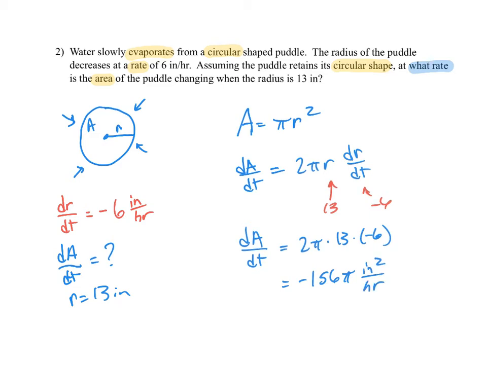Square inches per hour. So 156 pi, and then if you want to know the decimal value for that, you can multiply this out. But it's negative because this circle is shrinking. Negative 156 pi inches squared per hour. That's it for number 2. Let's take a look at number 3.